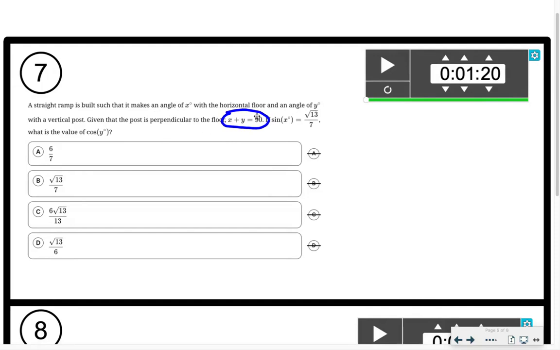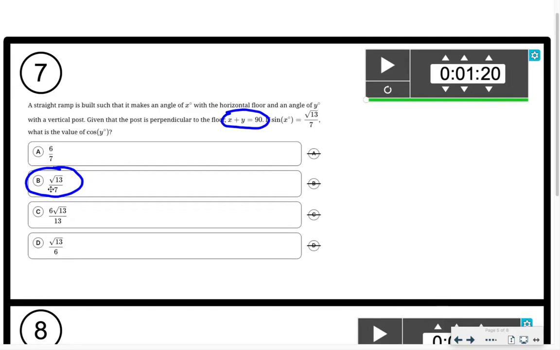What I mentioned earlier was if you have complementary angles, the sine of one always equals the cosine of the other. So the answer is just root 13 over 7. It's a pretty specific concept that I see show up a lot. The SAT kind of likes this concept, because it creates the scenario where if you just know that, you get the answer immediately.